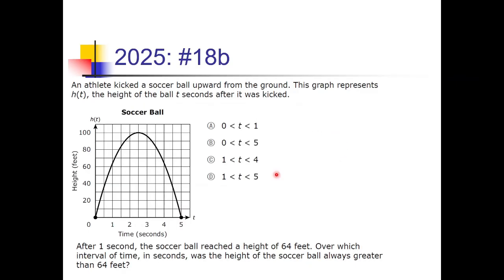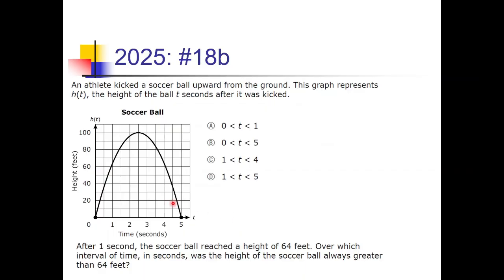For the other part of this problem, they said after 1 second, the soccer ball reached a height of 64 feet. Over which interval of time in seconds was the height of the soccer ball always greater than 64? Well, if this happened after 1 second, then these intervals that have 0 in them probably don't make a whole lot of sense. So realistically, we can narrow this down to 1 to 4 or 1 to 5.